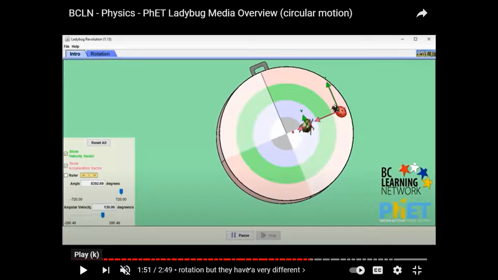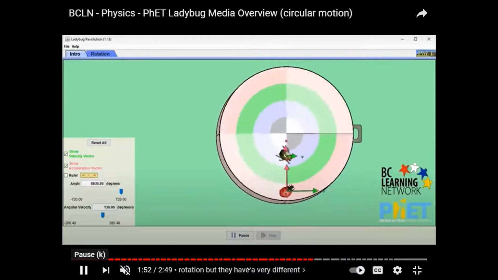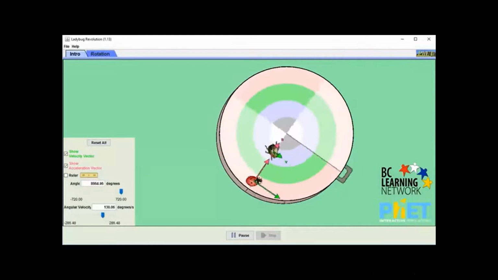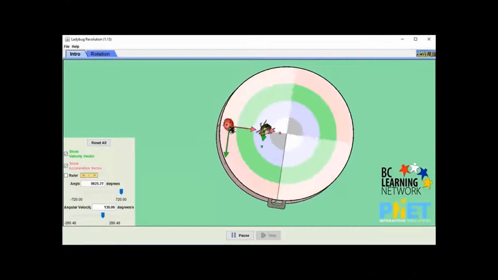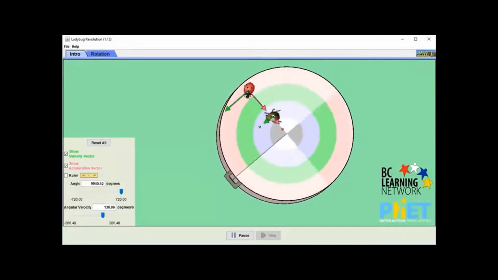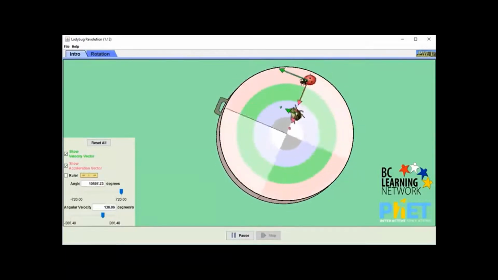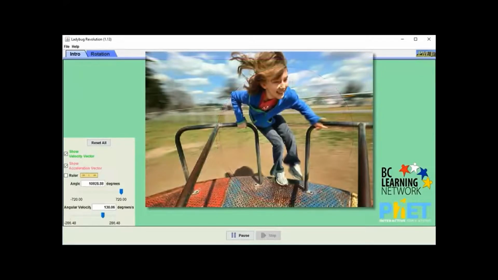Nathan, who has a bigger omega? I guess the question is, who completes 2 pi radians first? If I watch this, who completes the circle first? Let's look. It starts here. Which one gets back to here first? They're tied. Okay.